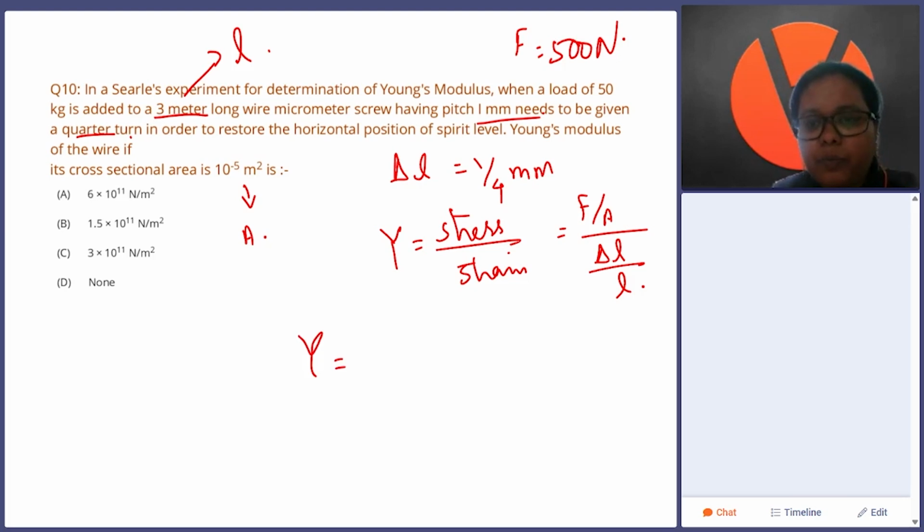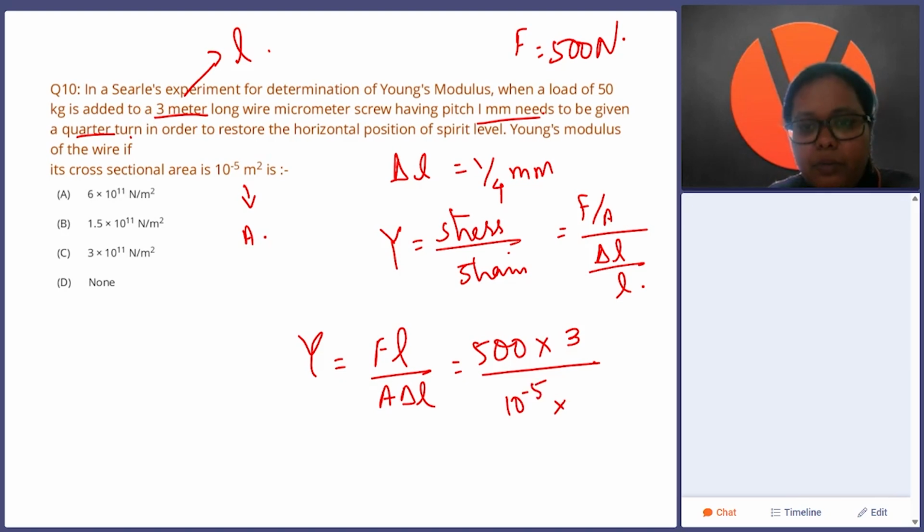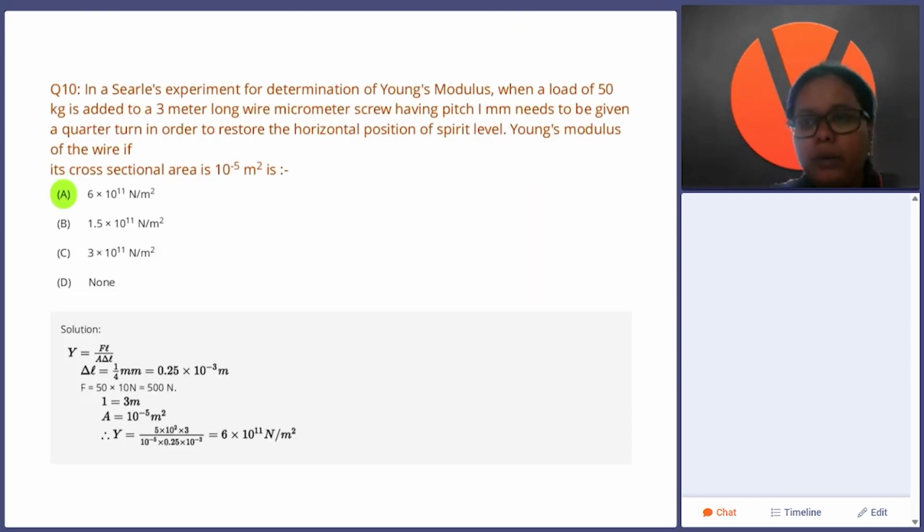So Y is equal to F L divided by A delta L. So F is 500 Newton into L would be 3 divided by area. Area what you can write is 10 power minus 5 into 1 by 4 into 10 power minus 3. 1 by 4 you can write it as 0.25 also. So the final answer would be 6 into 10 power 11 Newton per meter square.